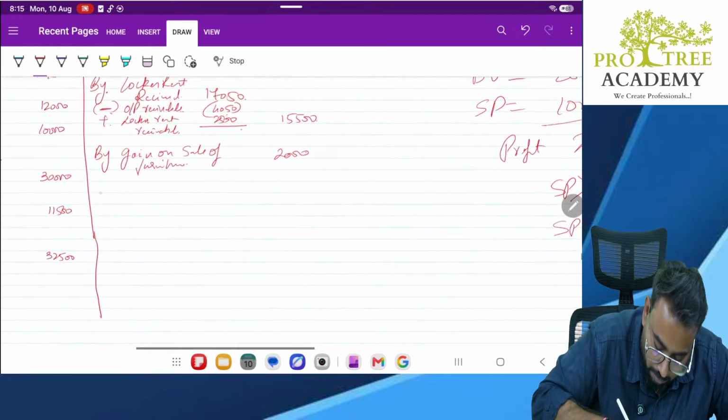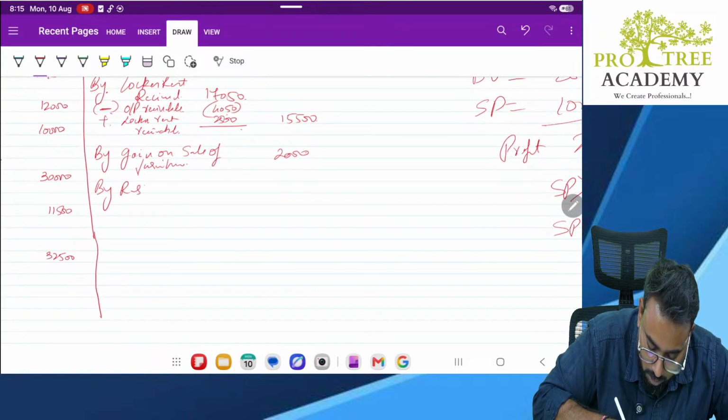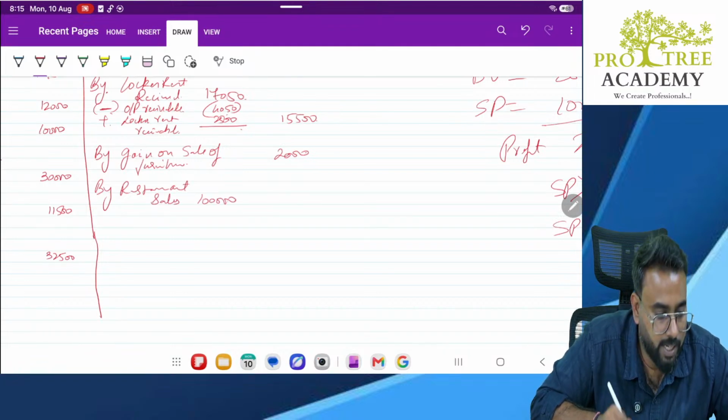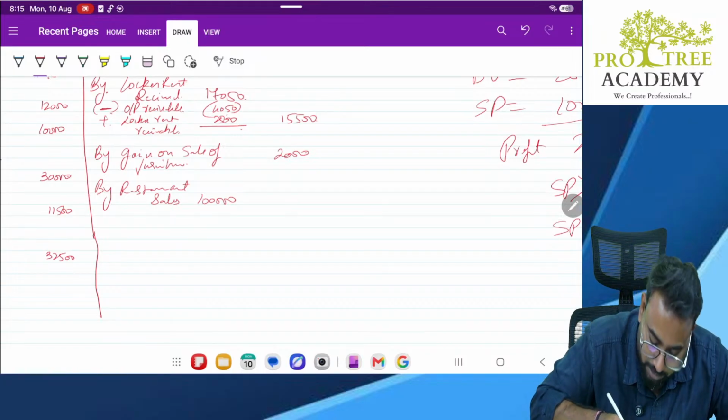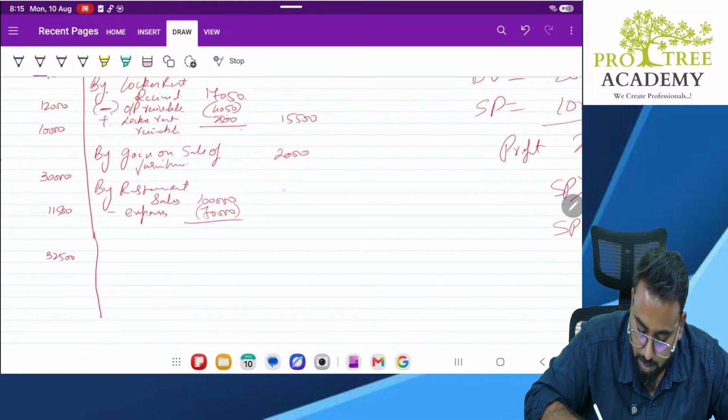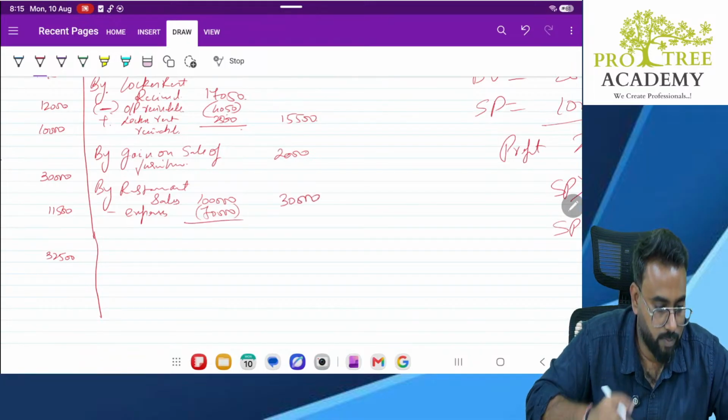Now restaurant will come. By restaurant. Ignore my handwriting. Sales is how much? 1 lakh. Expenses. Restaurant expenses. 70,000. What is remaining? 30,000. That's it.